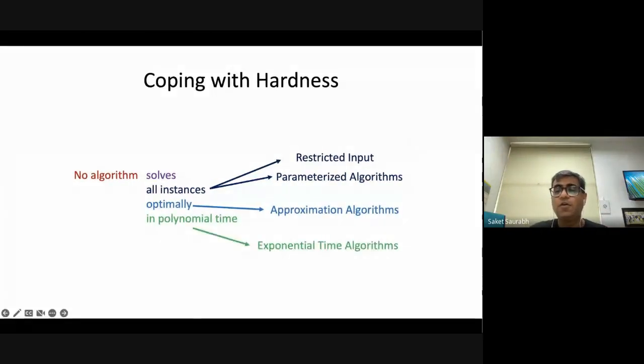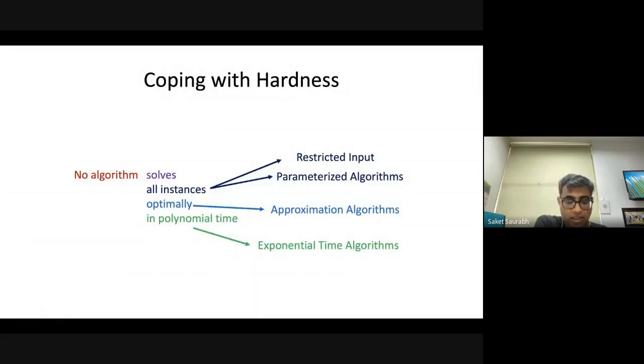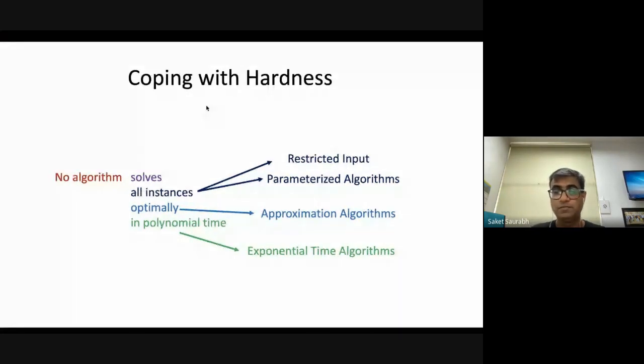Or we can forego polynomial time, right? So we still want something to be done exactly, but we can't solve the problem in polynomial time because this is NP hard. Then we forego that and we allow exponential time to be taken to solve this problem. So there are different mechanisms to cope with this hardness. Either you restrict the input, or you forego optimality, or you don't care about polynomial time, but you still want to design a good algorithm, and you're allowed to take non-polynomial or super-polynomial time.